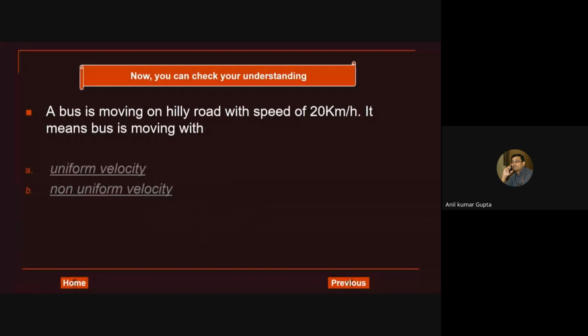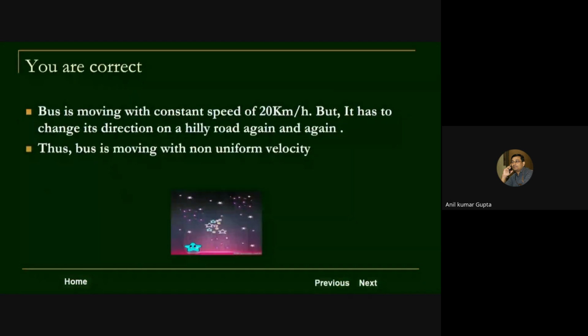Next slide. Now you can check your understanding. A bus is moving on a hilly road with a speed of 20 km per hour. It means the bus is moving with non-uniform velocity. So you are correct. So again, the feedback is given.